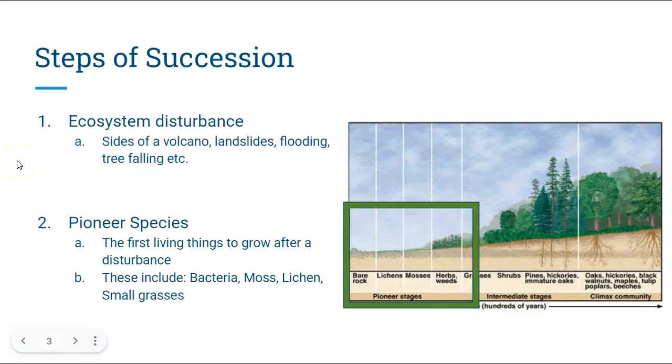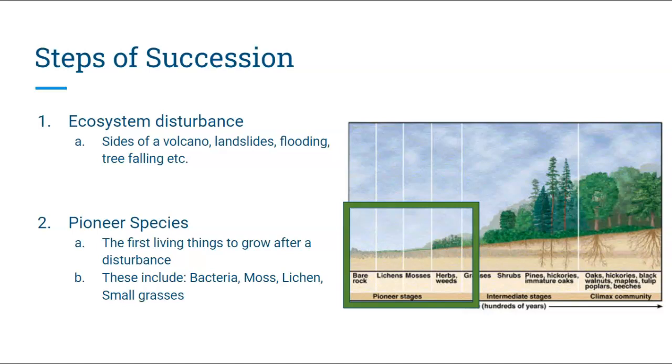So there are a few steps of succession. The first step is, of course, an ecosystem disturbance. Now, this can be naturally occurring, or it can be a human-made occurrence, like deforestation or construction, but we're going to focus on a naturally occurring one on this slide.